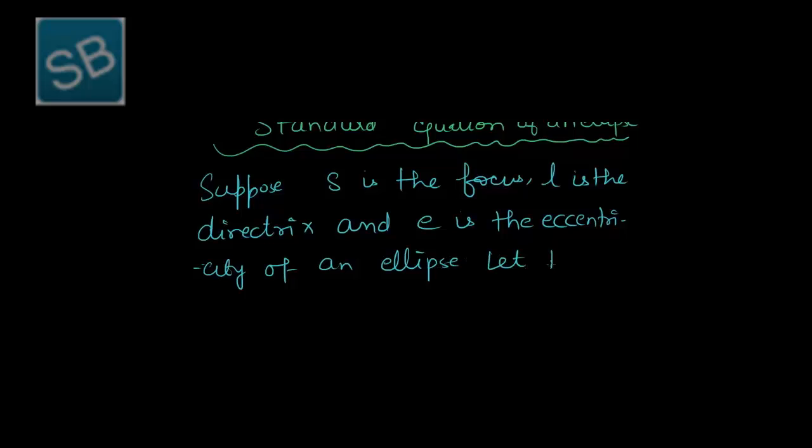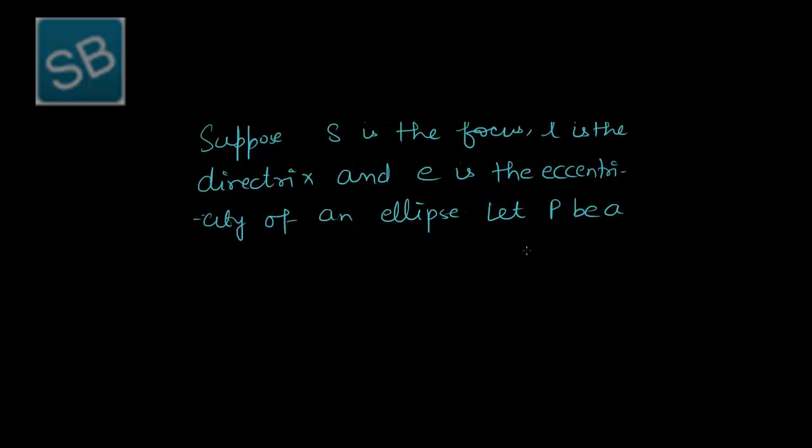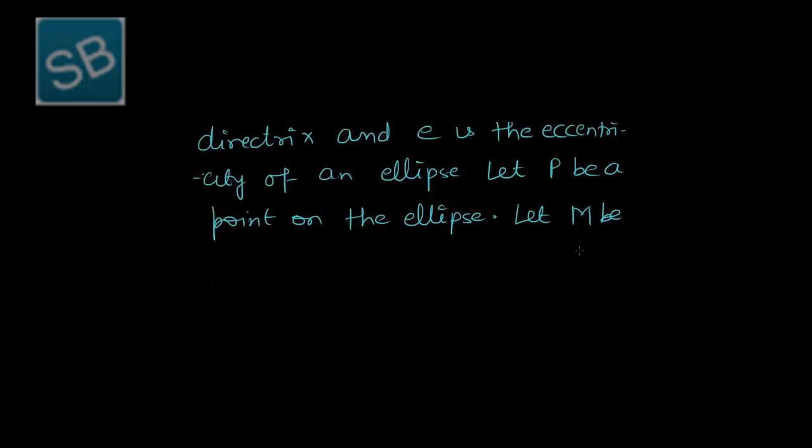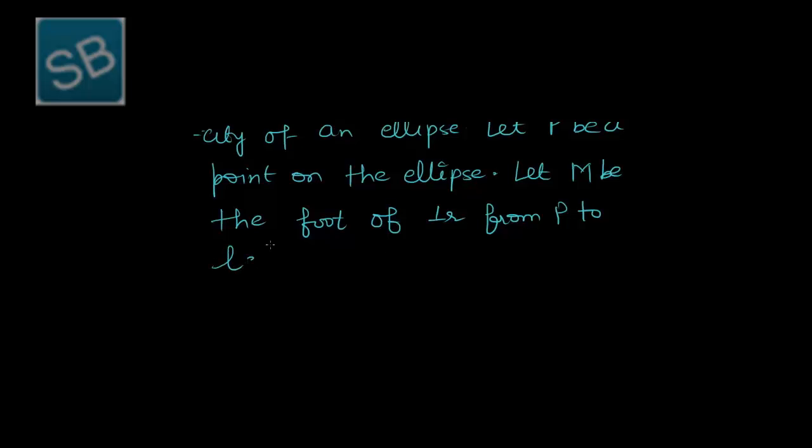Let P be a point on the ellipse and let M be the foot of perpendicular from P to directrix L. So first of all we draw the diagram of ellipse to understand the concept of eccentricity.